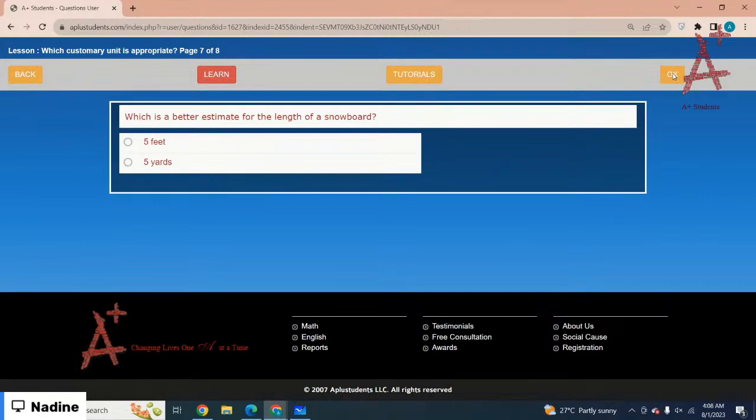Okay, which is a better estimate for the length of a snowboard? 5 feet or 5 yards? Which is the correct option? The correct option is 5 feet, because 5 yards is too long for a snowboard. The correct option is 5 feet.